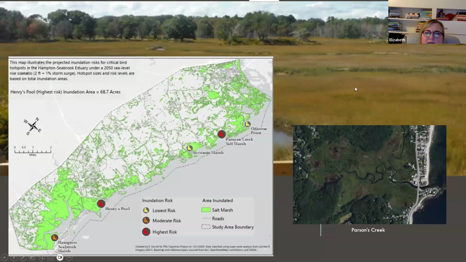Okay. So I took those inundation levels I created, and then I went into eBird and I looked for the hotspot sites.